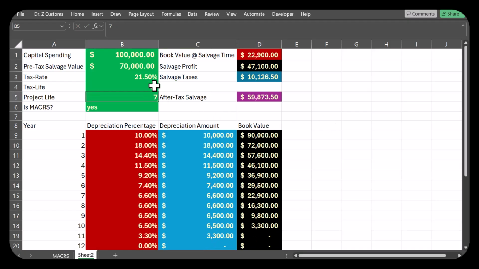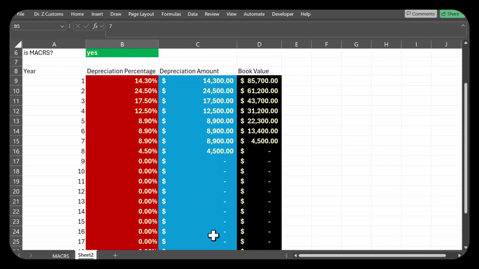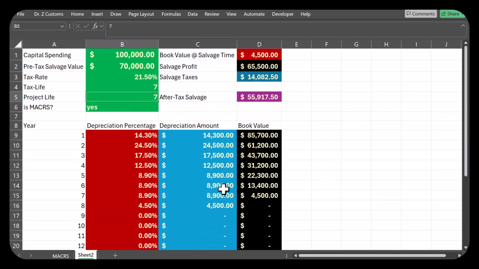Of course, more often than not, the project life is going to be less than the asset life, but not necessarily. But either way, we get our numbers. All right. So now we do have a template that tells us what annual depreciations are going to be under different depreciation methods and different tax lives.